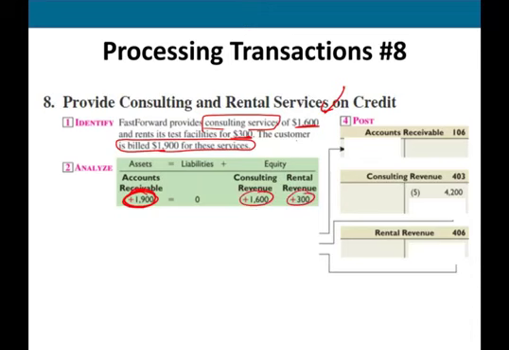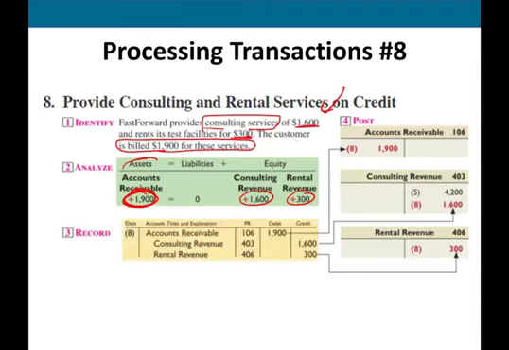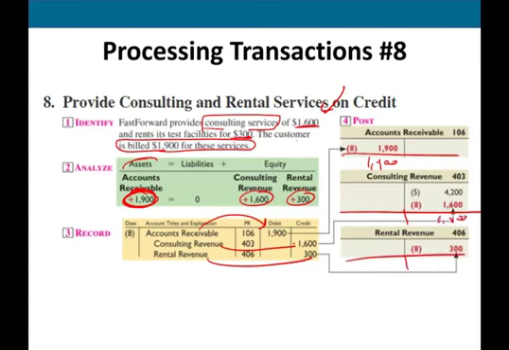Now from a T account, accounts receivable is an asset, so I'm going to debit accounts receivable. I need credit of $1,900, so I credit consulting revenue $1,600, and I credit rental revenue $300. Now I just need to do the journal entry. I debit accounts receivable, credit revenue. Now if I ask you, what is the balance in accounts receivable? $1,900. What's the balance in consulting revenue? $5,800. What's the balance in rental revenue? $300. Those are the balances.